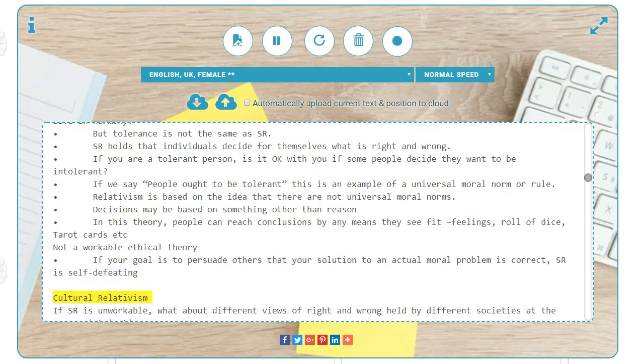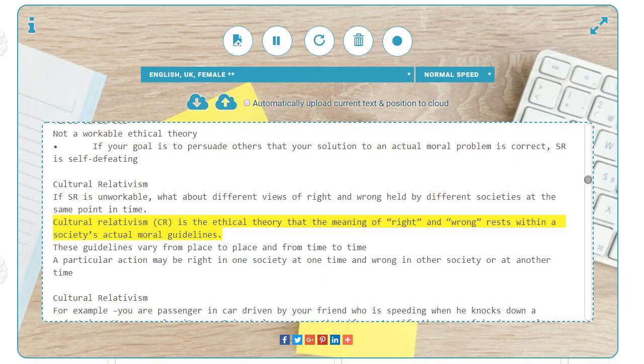Cultural relativism. If subjectivism is unworkable, what about different views of right and wrong held by different societies at the same point in time? Cultural relativism (CR) is the ethical theory that the meaning of right and wrong rests within a society's actual moral guidelines. These guidelines vary from place to place and from time to time. A particular action may be right in one society at one time and wrong in another society or at another time.